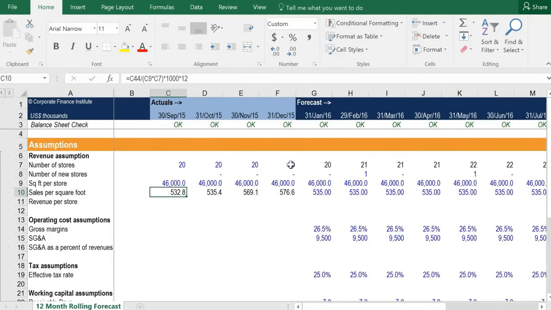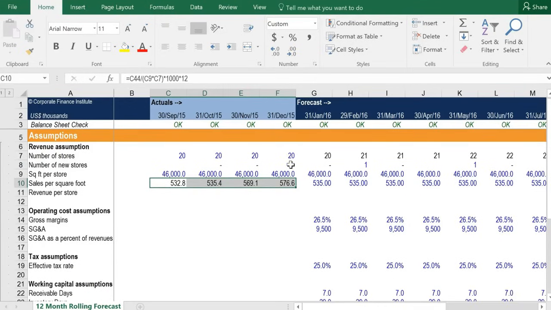Now I can see that historically over the past few months, the average was about $550 per square foot of annual revenue. So I'm going to be a little bit more conservative and say that we're going to do $535 per square foot of annual revenue going forward.